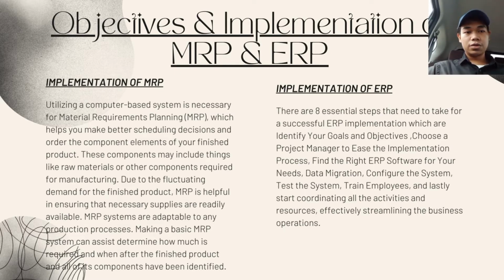So now we move on to implementation of ERP. There are 8 essential steps that I need to take for a successful ERP implementation, which are: identify your goals and the objective. Second one is choose a project manager to ease the implementation process. The third one is find the right ERP software for your needs. Next is data migration, configure the system, test the system, train employees, and lastly, start coordinating all the activities and resources effectively, streamlining the business operation.